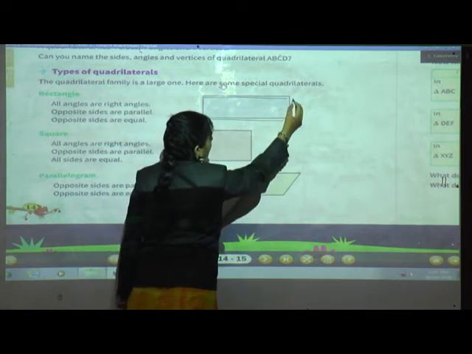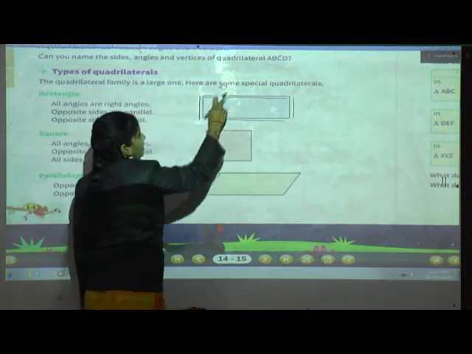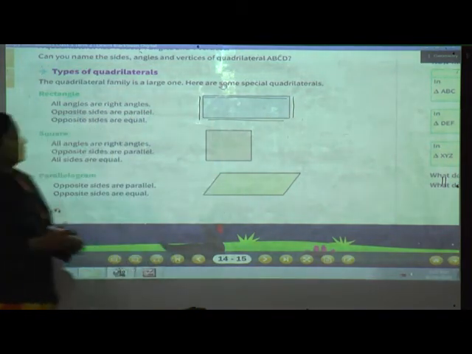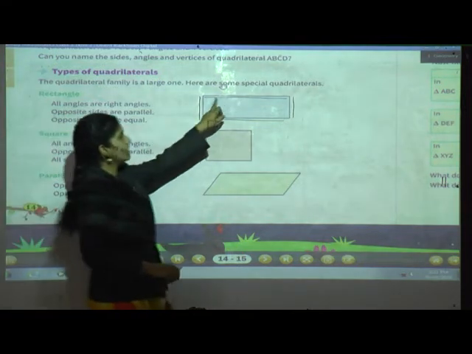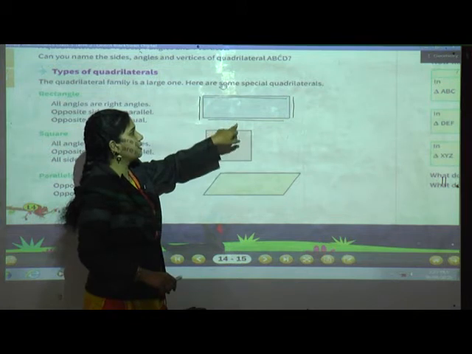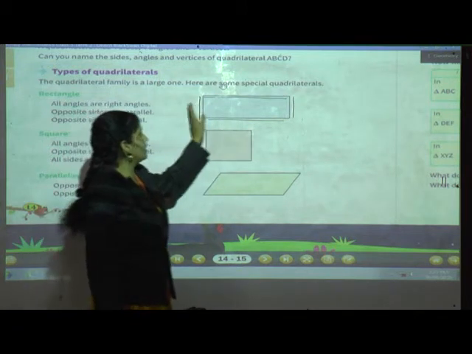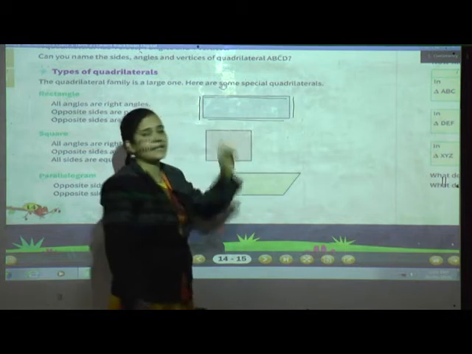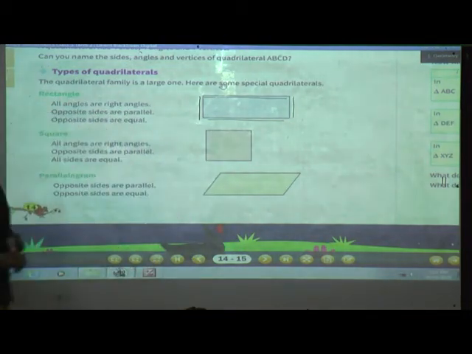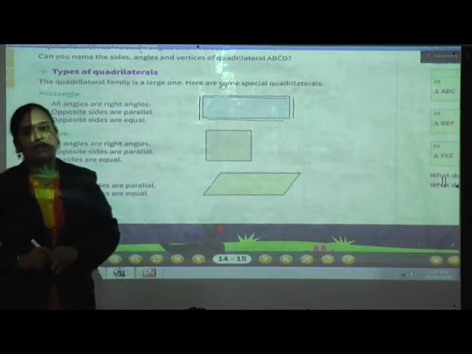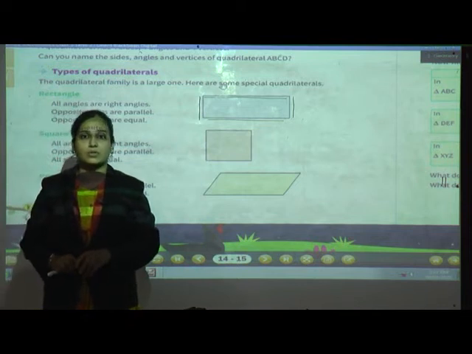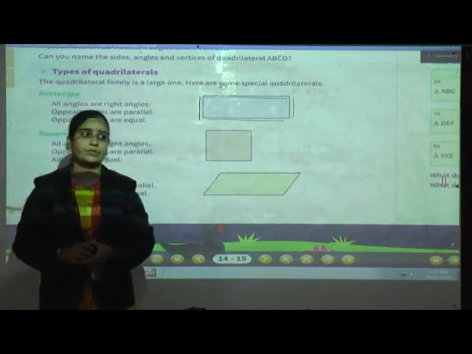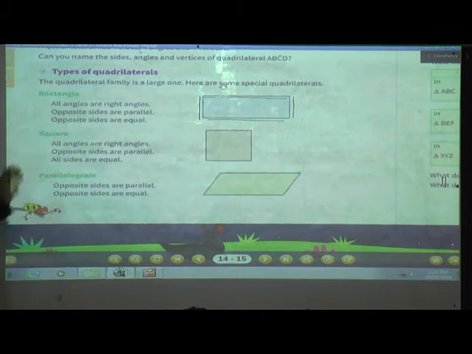This is one pair and this one is the second. They are parallel because they are not intersecting each other, and opposite sides are equal also. They are parallel and equal in length also. Will you tell me some examples of rectangle? Yes. What is the example of rectangle, students? Yes, your compass box. Very good, students. Now, square.